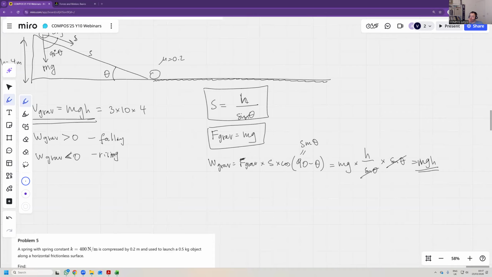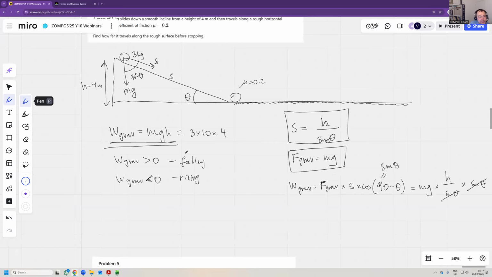So if that makes sense. It's a good point, yes. In these questions, we always assume that at the end, there's a smooth transition from the slope to the ground, so that eliminates the bouncing, if that makes sense. So no bouncing, no bouncing.